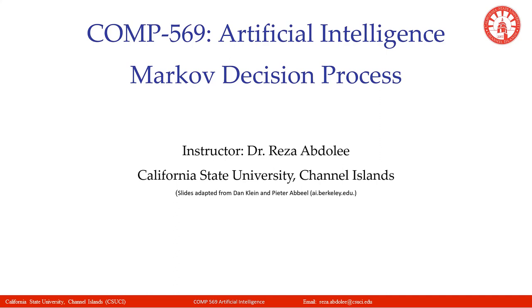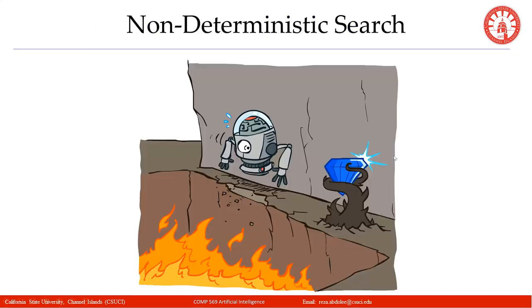Okay, this lecture is about Markov decision processes. Let me explain what this scenario is in this search problem that we are going to discuss today and the difference between this and the previous one. So basically the topic of today's lecture is non-deterministic search.